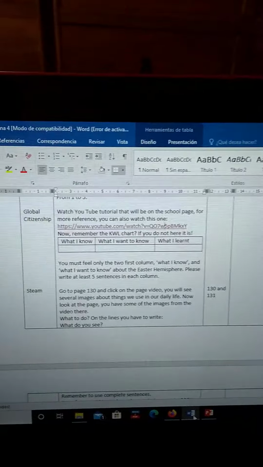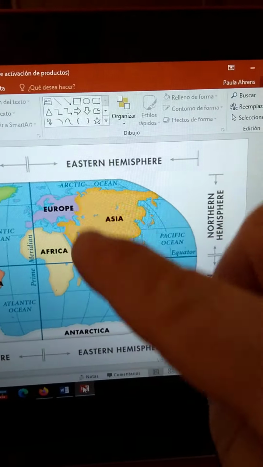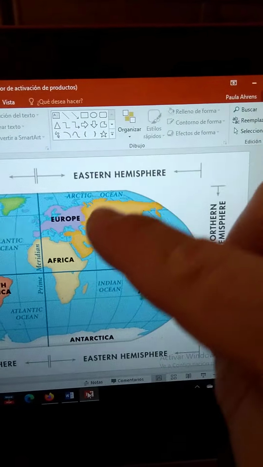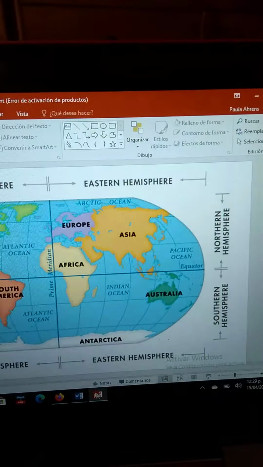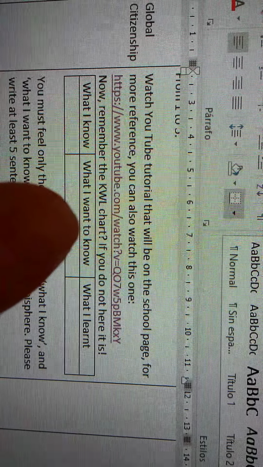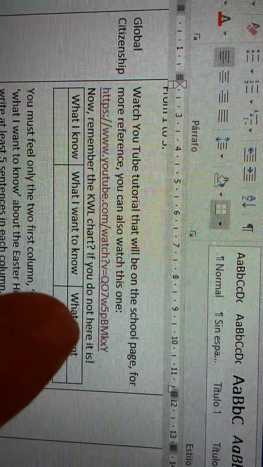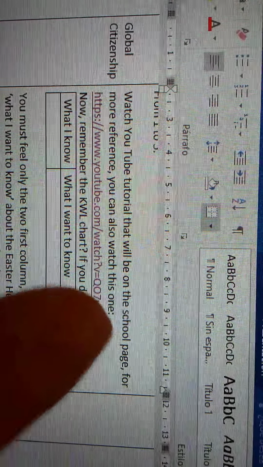5 sentences, complete sentences. What do you know about this part of the world? What do you want to know? So, from this chart, only what I know and what I want to know. Don't answer what I learned, not yet. Only these 2.